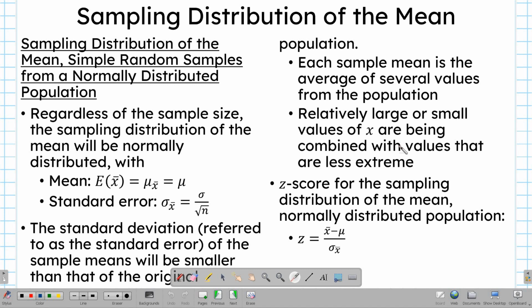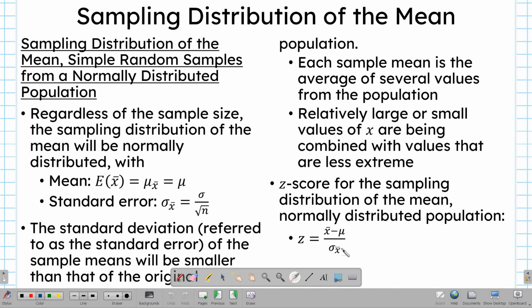And since the sampling distribution of the mean is normally distributed, we follow our z-score formula: the sample mean minus the population mean. The sample mean becomes our raw score. And then the standard deviation here is our standard error.